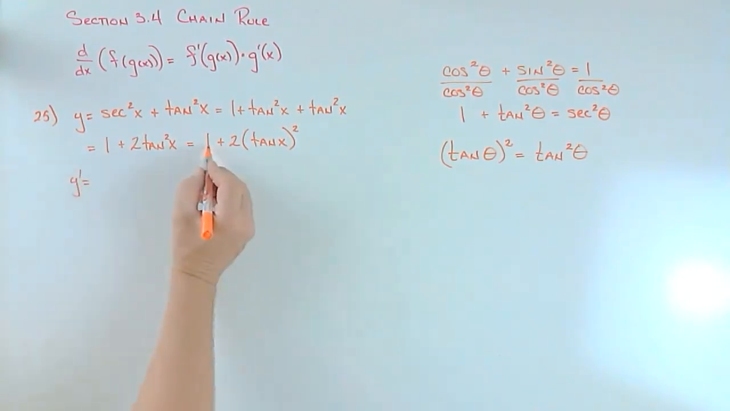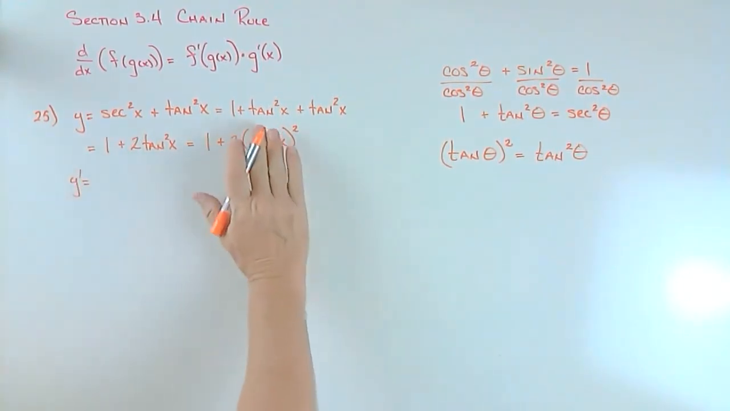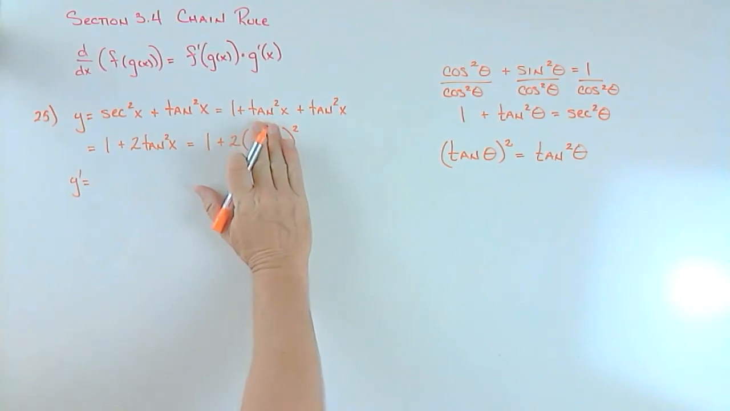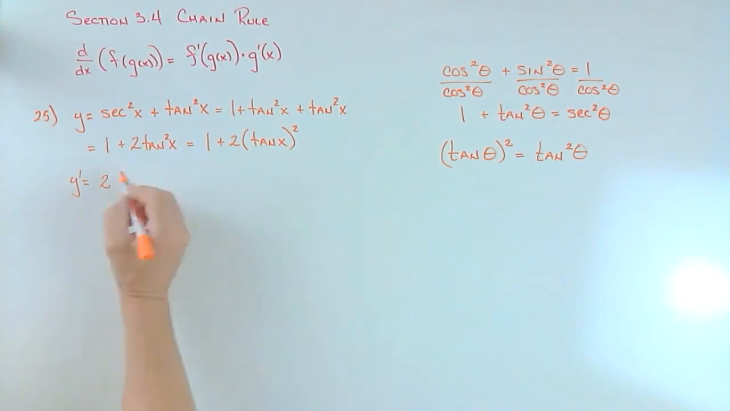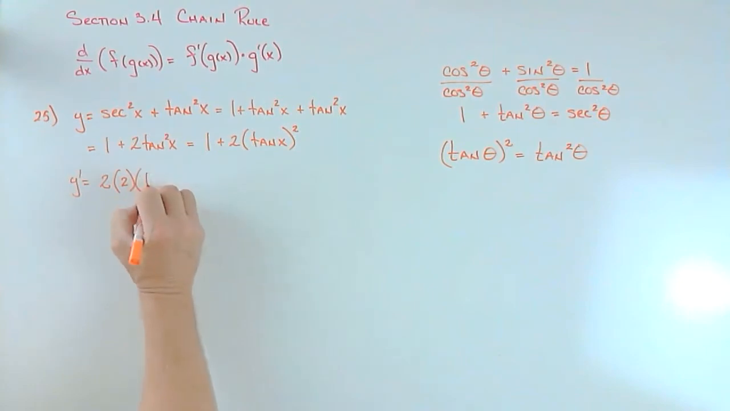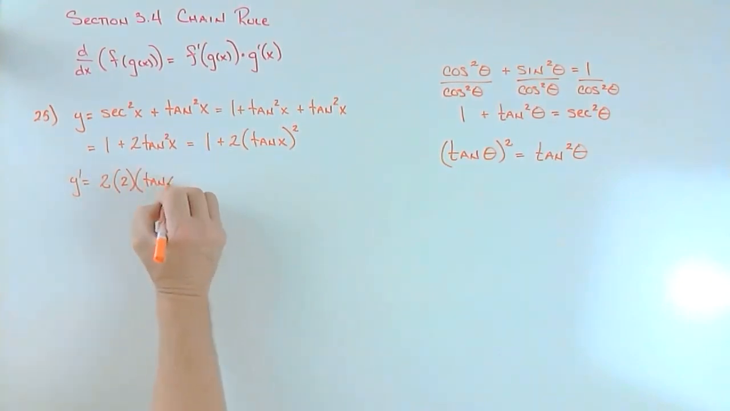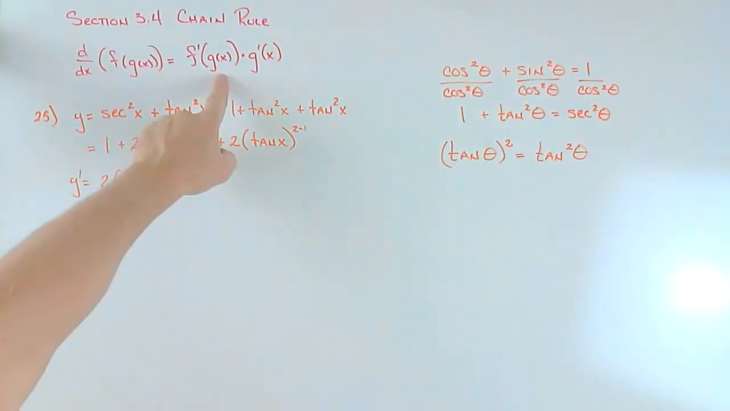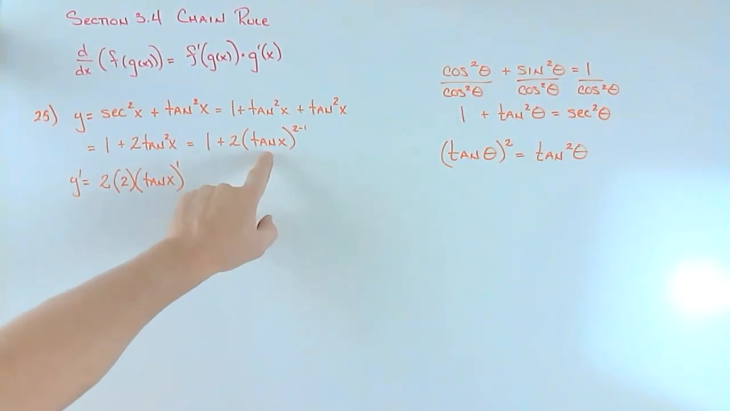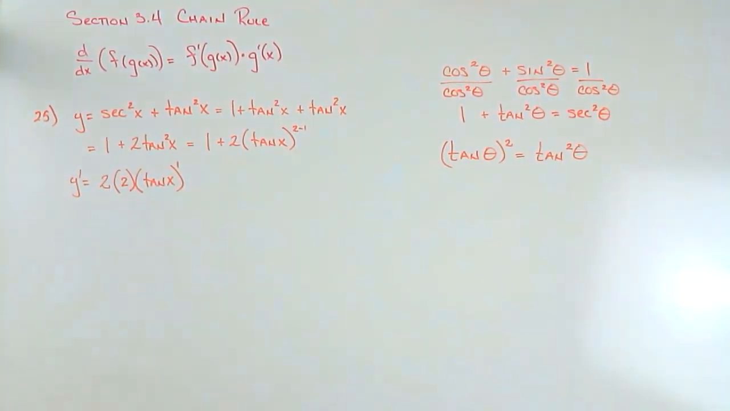The derivative of 1 is 0. This is some function squared. So we have a 2 here, right? Because that's a constant. When you have a square, you bring the 2 down. So that's going to give us another factor of 2. And then you have tangent x. You take away 1 there, and you're going to have tangent x to the first power. Now the chain rule says we've got to take the derivative of what's inside. The derivative of tangent is secant squared.